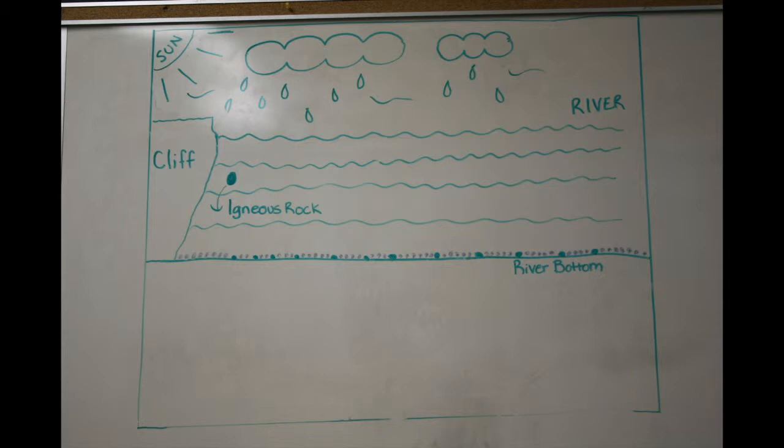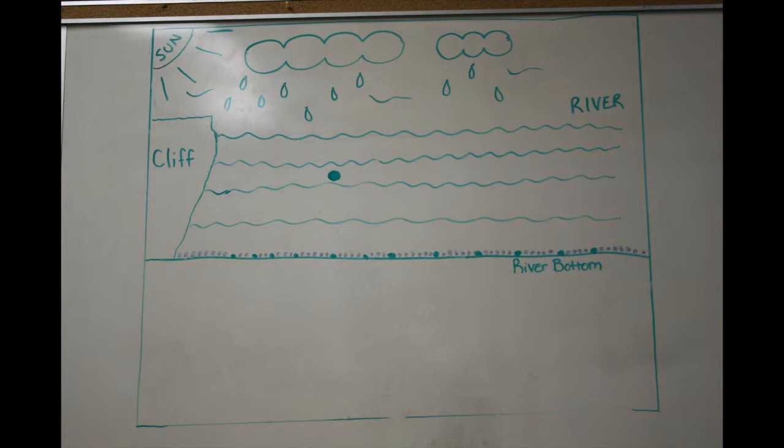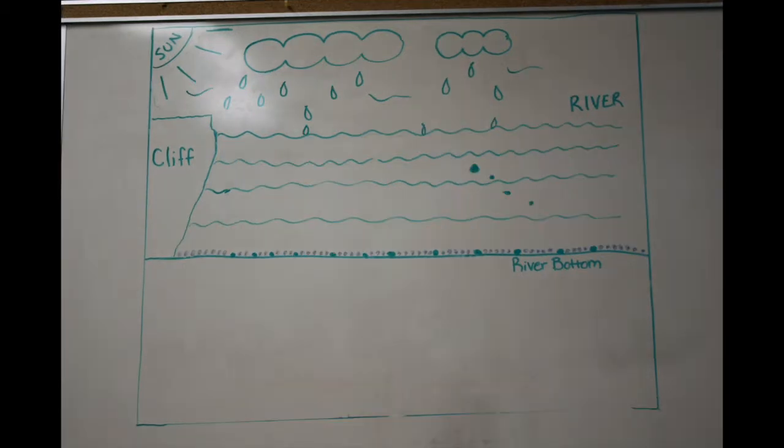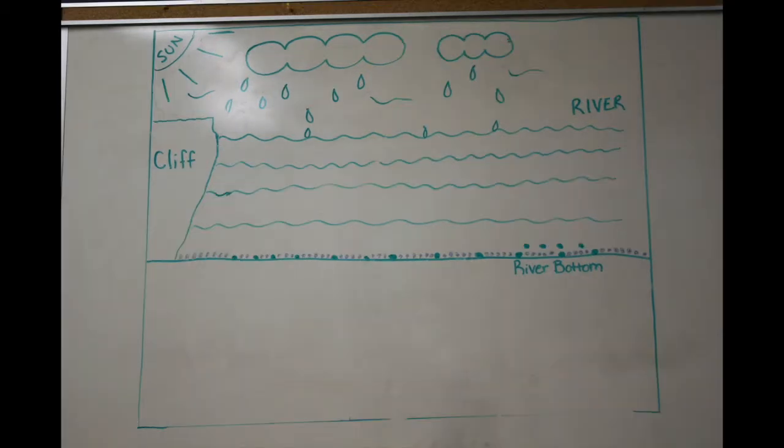Erosion is the movement of broken down rock. This rock is carried along with the river current. The rock continues to move. Because of the constant pressure of the weathering, the rock is broken down again. The broken down rock sinks to the bottom of the river.